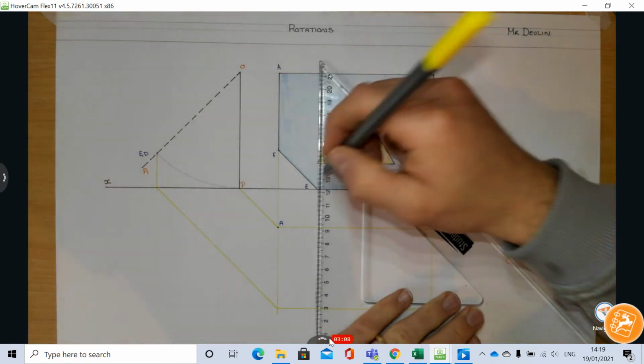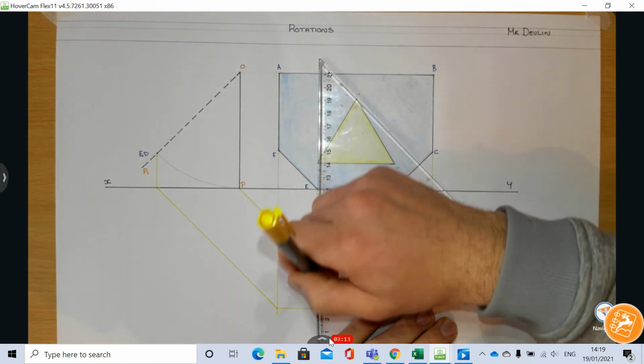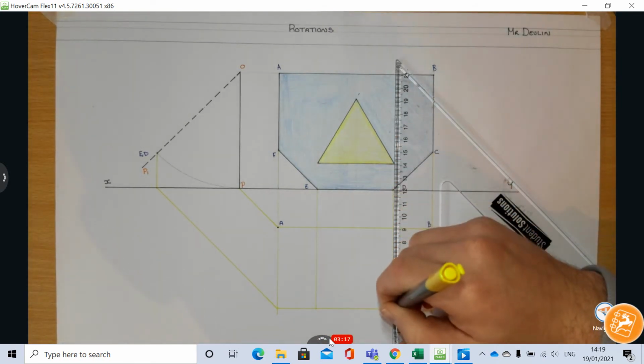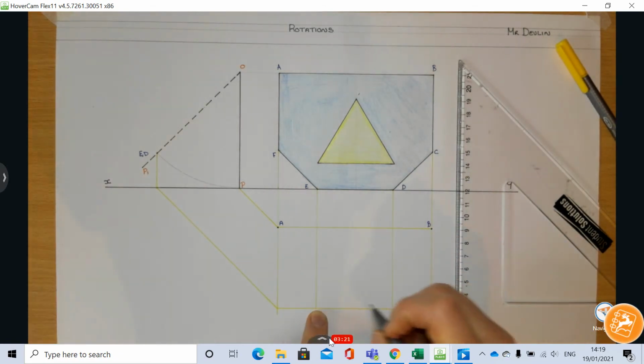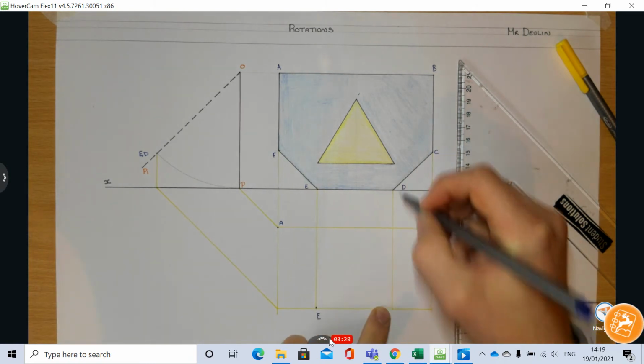So I'm going to bring E down. I'm also going to bring D down. Now I can trace my points around. ED is here. Bring E down, where E crosses that line, that now gives me the new position of E in the plan, and D as well.